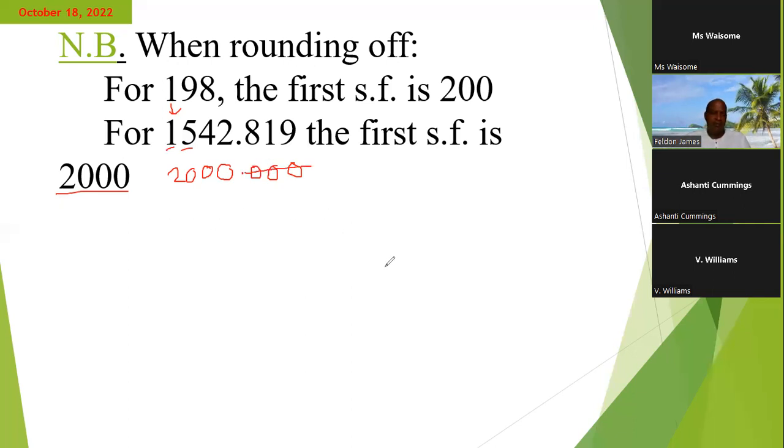Is that clear to everybody? Any question about that, Ms. Waysome? No, sir. Ms. Comment, is that clear? Everybody see why we don't bother to put any 0 in this position? Yes, sir. Because 0.000 is really not adding any value to the whole number here.